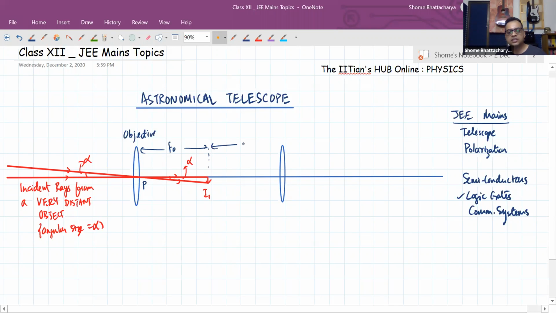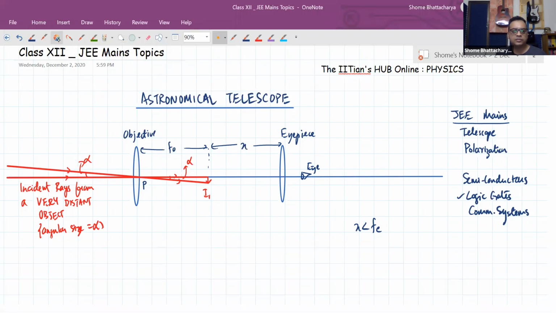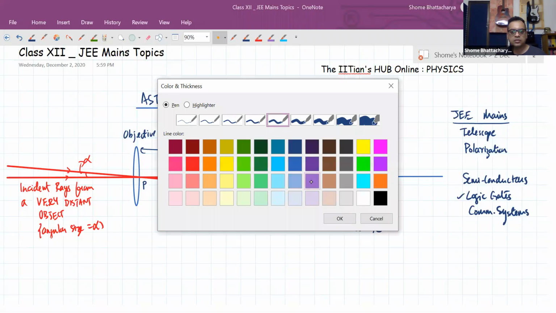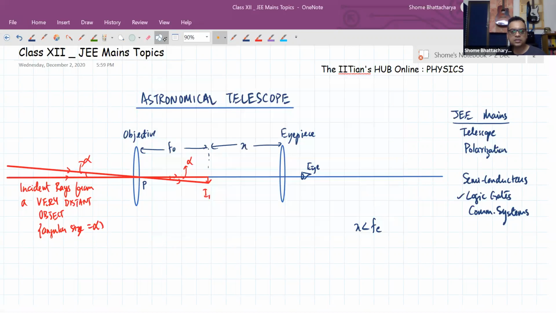And if this distance is x, then we will deliberately adjust this situation in such a way that x is less than the focal length of the eyepiece, so that now the observer, the eye, is looking into the eyepiece, and the eye looks at the image I1 through the eyepiece. Next, when we trace the image of I1 through the eyepiece, the situation becomes something like this.